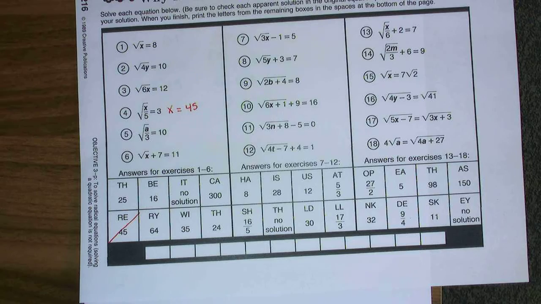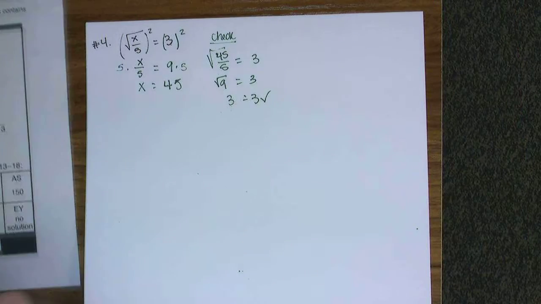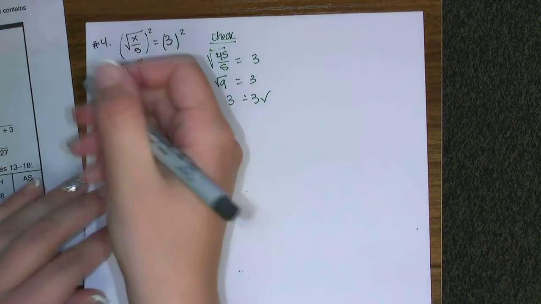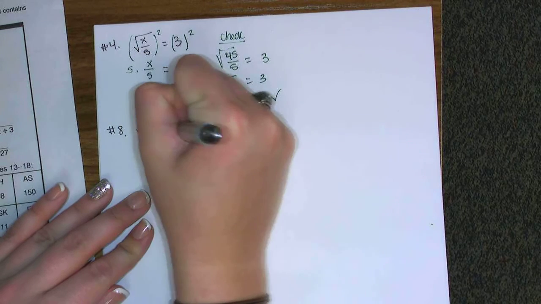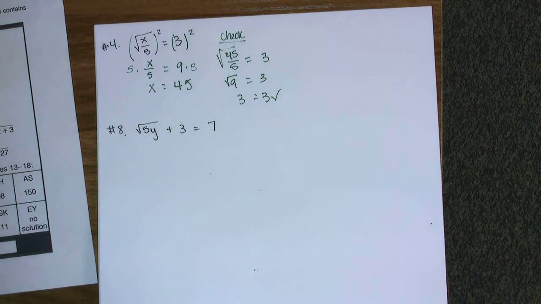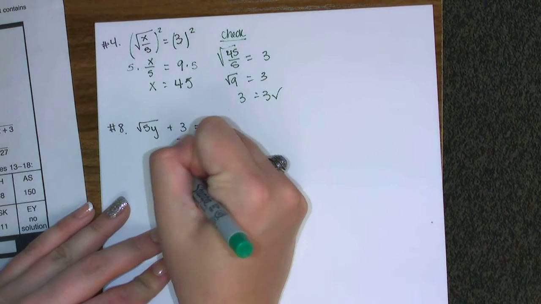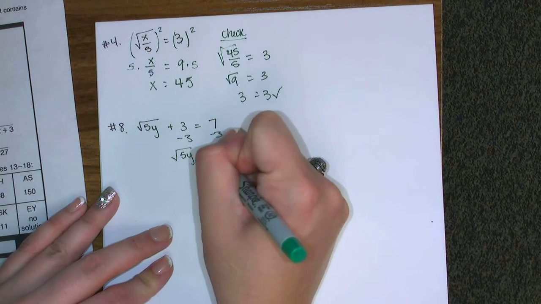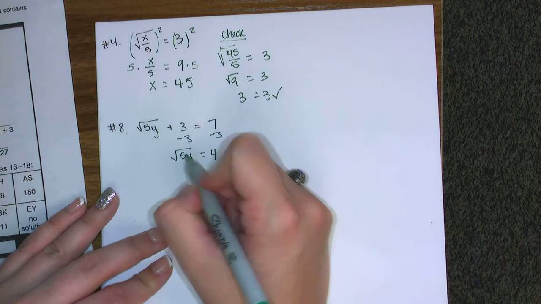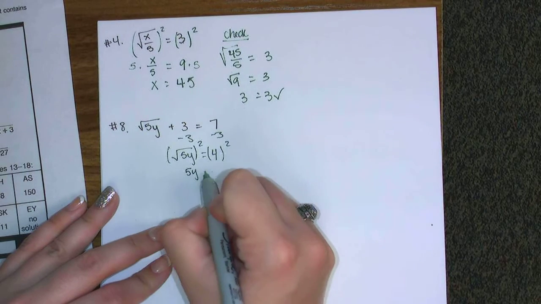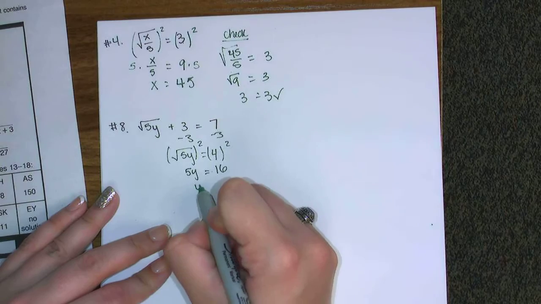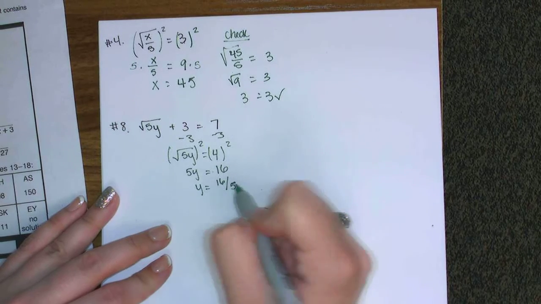Let's go with 8. So 8 is the square root of 5y plus 3 is equal to 7. So, need to subtract the 3. So the square root of 5y is equal to 7 minus 3, which is 4. Now I need to get rid of the square root, so I'm going to square both sides. So that leaves me with 5y is equal to 4 squared, which is 16. Y is equal to 16 over 5.